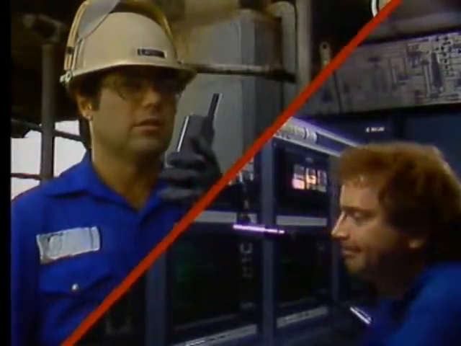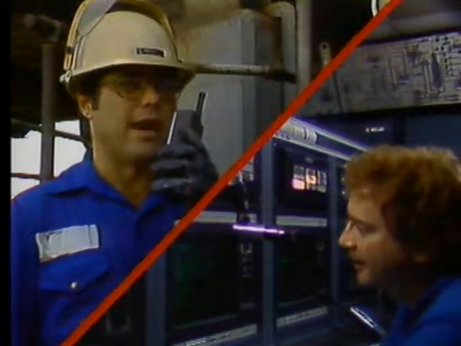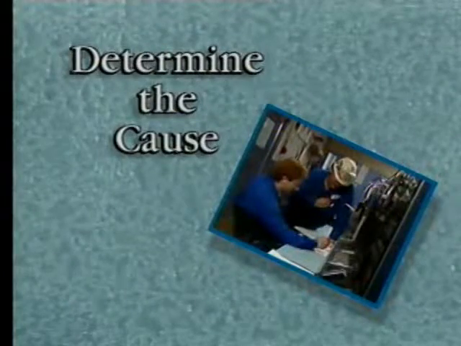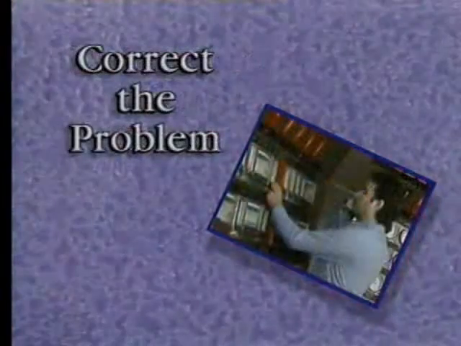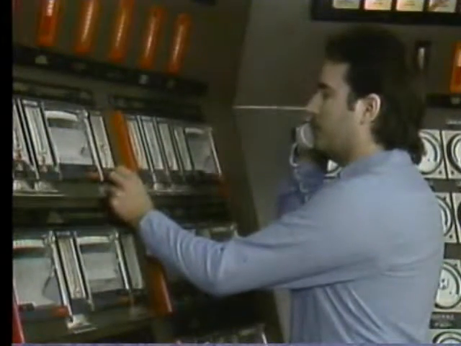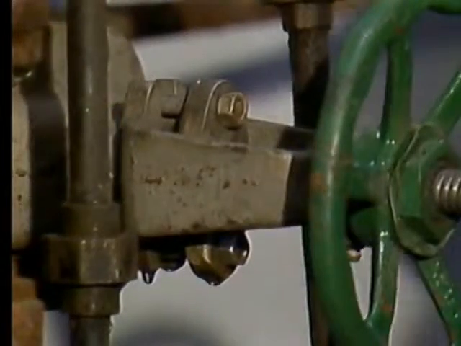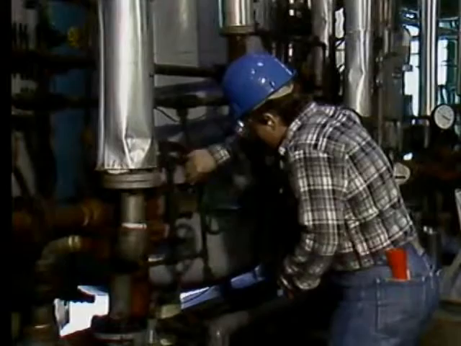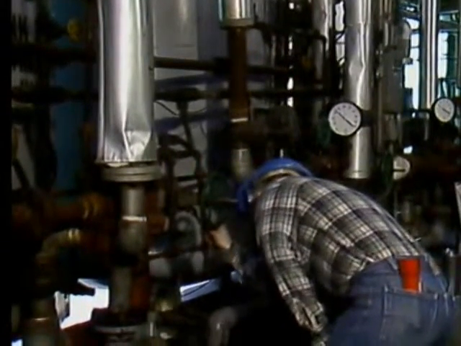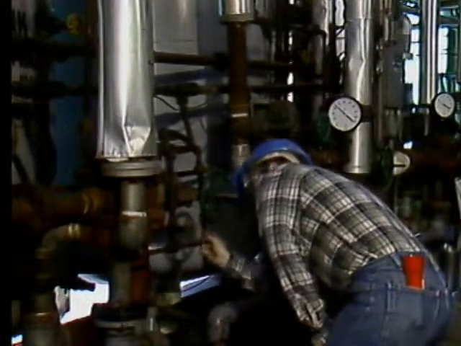Other operators can also be a source of information. They may provide information that can help in troubleshooting. After the cause has been determined, the next step is to correct the problem. Correcting a problem can include changing set points and repairing or replacing equipment. In many cases, correcting a problem requires the assistance of maintenance mechanics or instrument technicians.